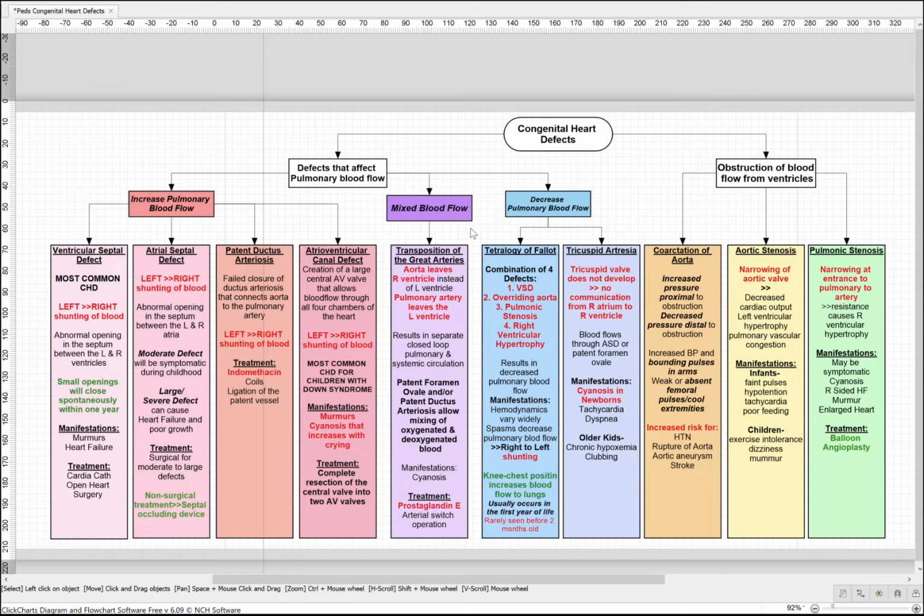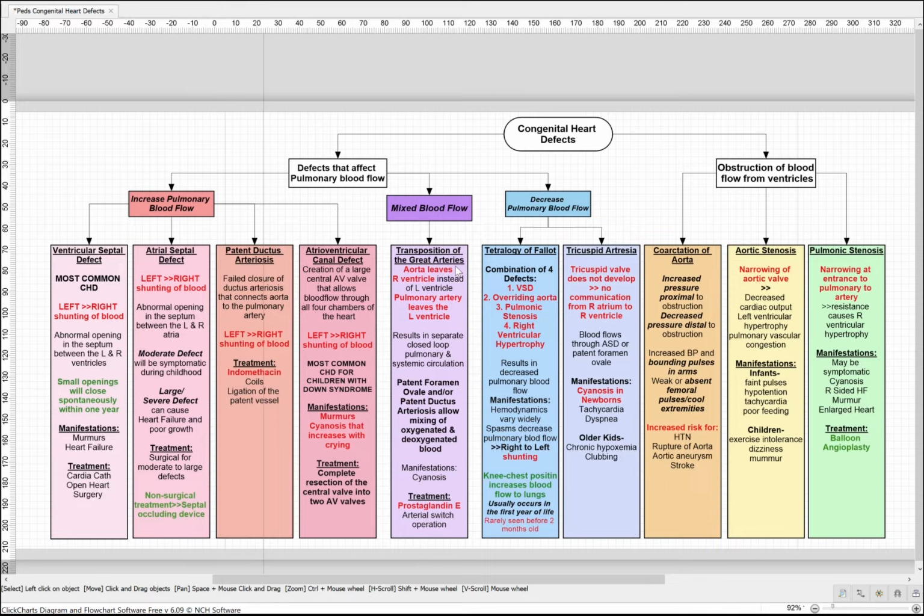Our middle one here is our mixed blood flow. And so with our mixed blood flow, we have transposition of the great arteries. So in breaking down what the title of this one is, the great arteries that it is referring to are the aorta and the pulmonary artery. So in a normal heart, we have the pulmonary artery leaving the right ventricle and going to the lungs and being oxygenated. Blood is getting oxygenated, then it gets to the left side of the heart, makes its way down to the left ventricle, and then we have the aorta, which is leaving the left ventricle.